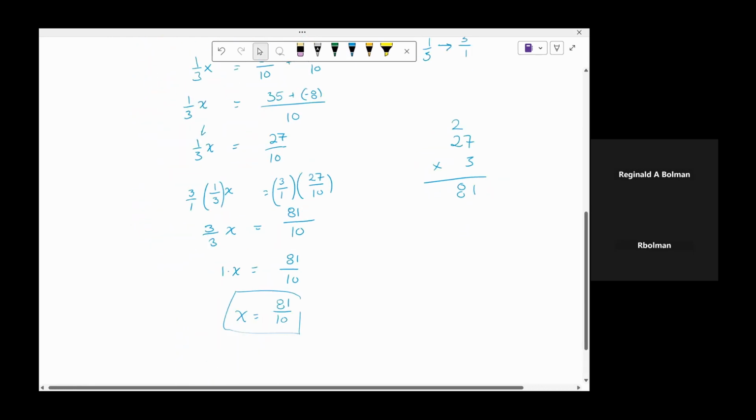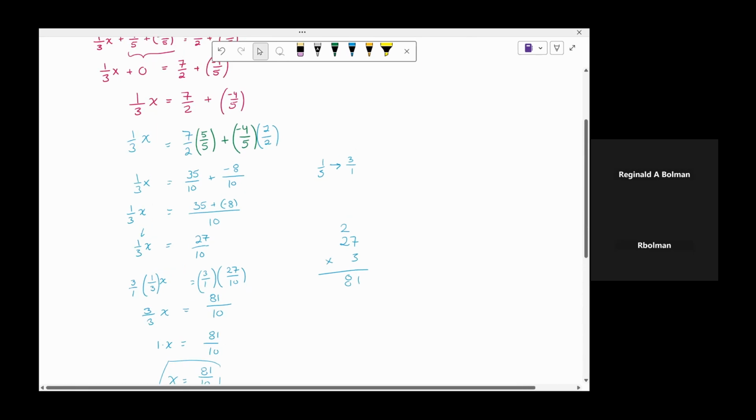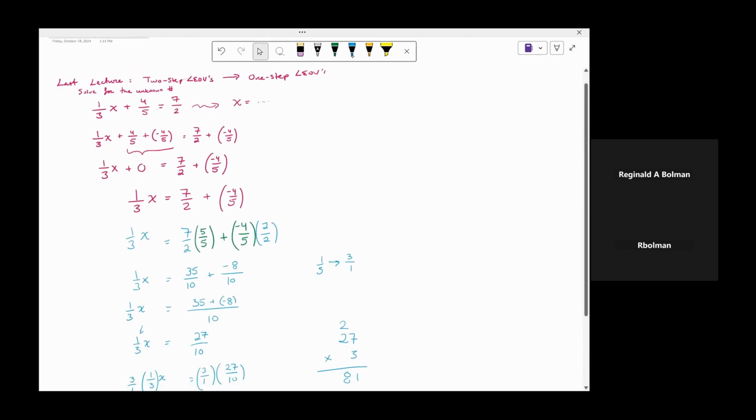All right, and so this was our general strategy for solving two-step LEOVs. We first start with an additive inverse. Note the first step here was an additive inverse.